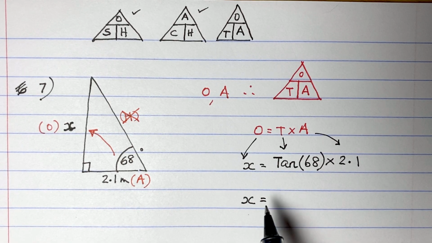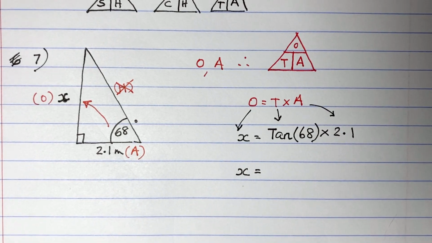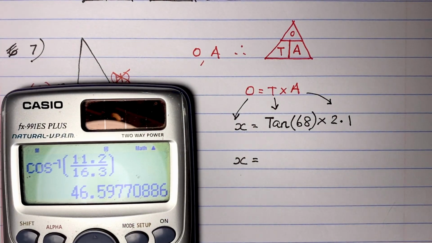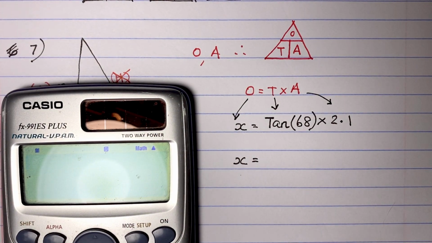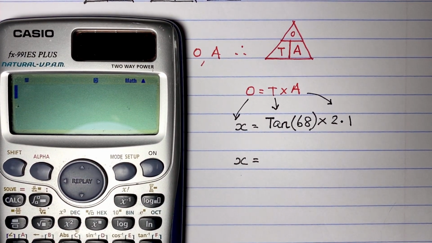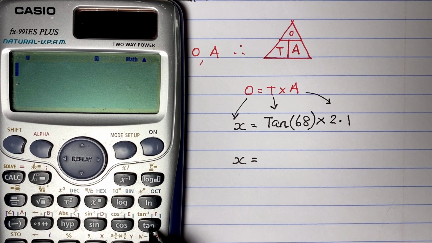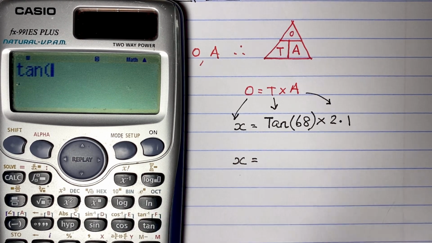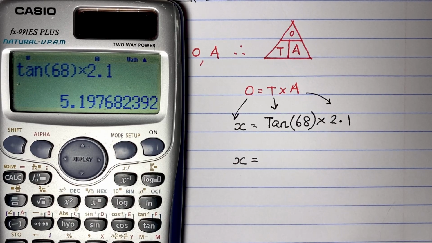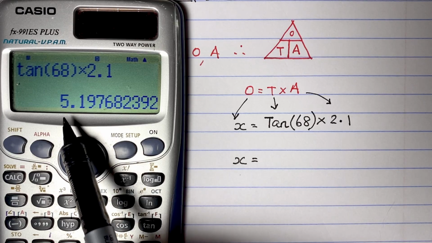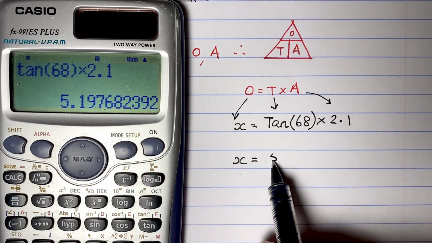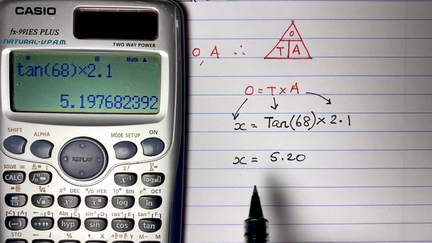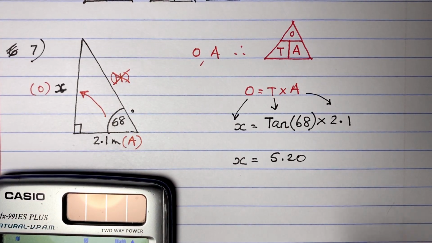So all you have to do is enter that in the calculator. So we have tan, T for tan is here. Tan 68, close the bracket, times 2.1. So that tells me to two decimal places it is 5.20. And the unit was meters.